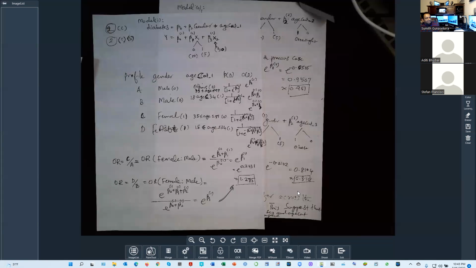Then what? Is it going to be a confounder? Sorry, neither confounder nor effect modifier. But these are kind of like a thing.